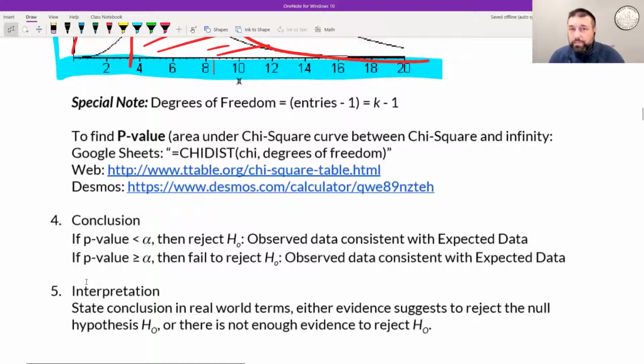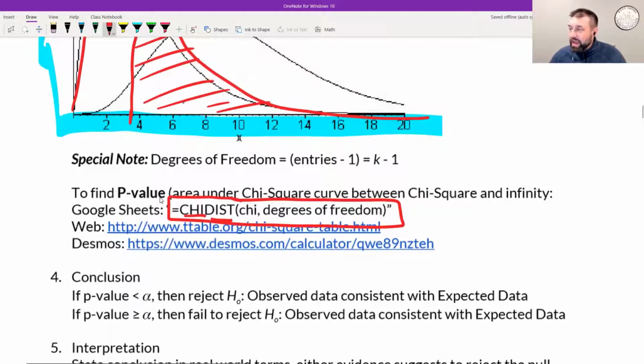So we have talked about binomial distributions. We've talked about normal distributions. Now we're talking about a chi-squared distribution, and look at what the formula is to find that area. It's right here, chi-dist. Chi-dist is the Google Sheet formula to find the p-value, the area above that curve. So that's what we're going to use in our Google Sheet, and it's already built there for you.